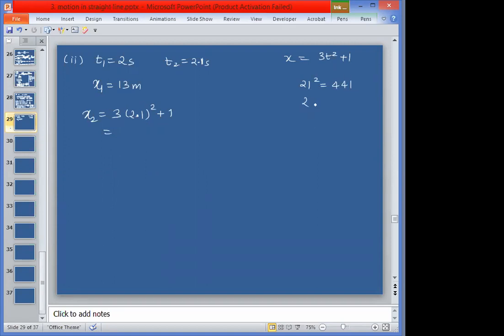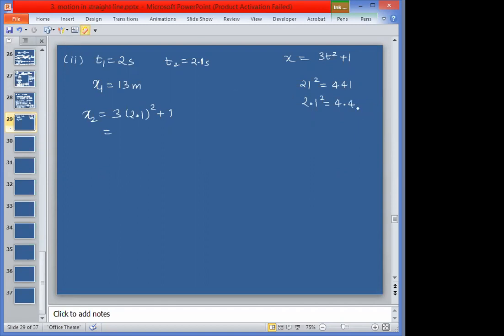So 2.1 squared. There is one digit after the dot in the number. If you square it, there should be 2 digits after the dot; if you cube it, 3 digits after the dot. So 4.41.